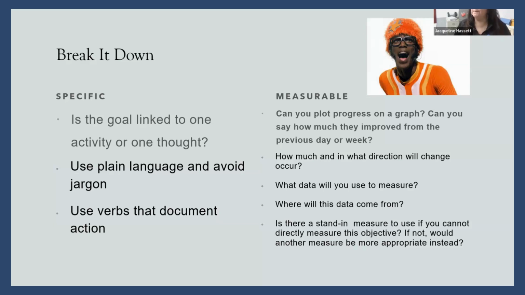With measurable, you want to think like, can I put this on a graph? Can I say how much they've improved? Am I able to answer that question when I look at this goal? How much and what direction will the change occur? So there's multiple ways to write maybe the same type of goal. Like I said, with mood, or maybe sobriety, right? I'm going to have this many days where I am sober. Or you can say, I'm going to have fewer days that I would be drinking. I'm going to only have a drink this many days. There's multiple ways to do that.